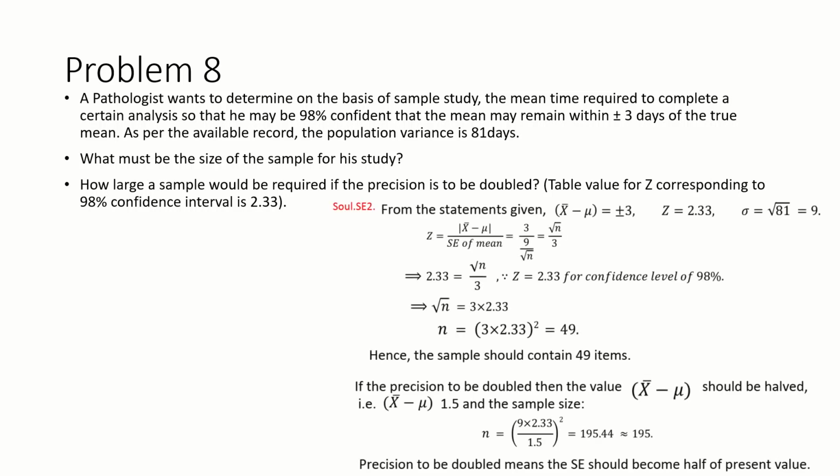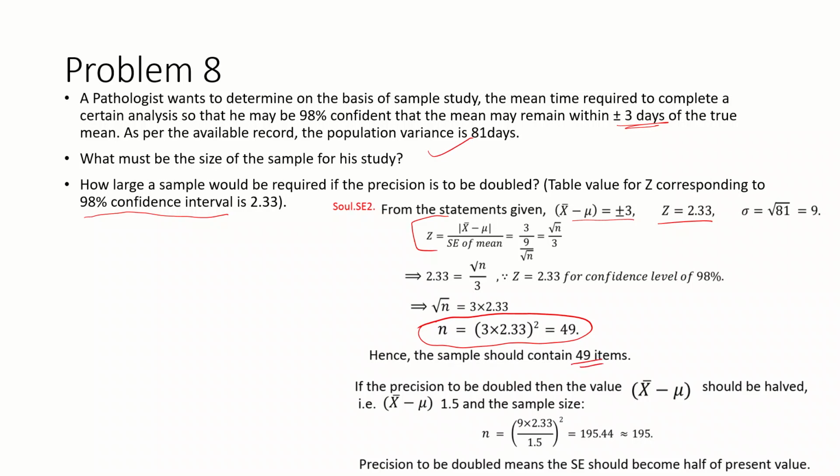So these are the given ones: x minus mu is plus minus 3. And z, I have given that in the 98% confidence interval it is z equal to 2.33, and sigma is given as 9. Then we calculate the z. And then from n, we have to find the size of the sample, so that's how we get the sample size. Just the formula, nothing else.